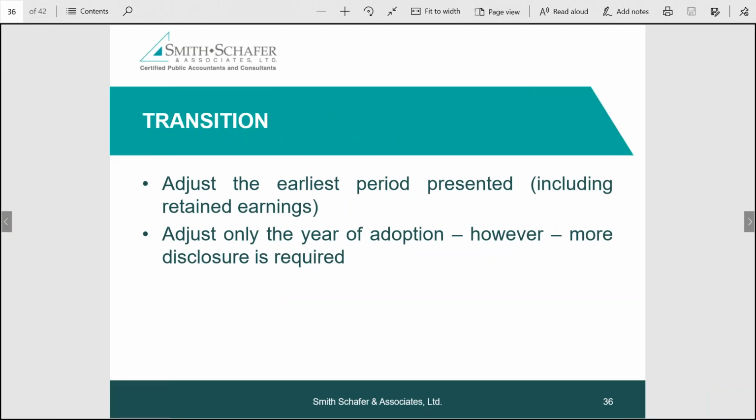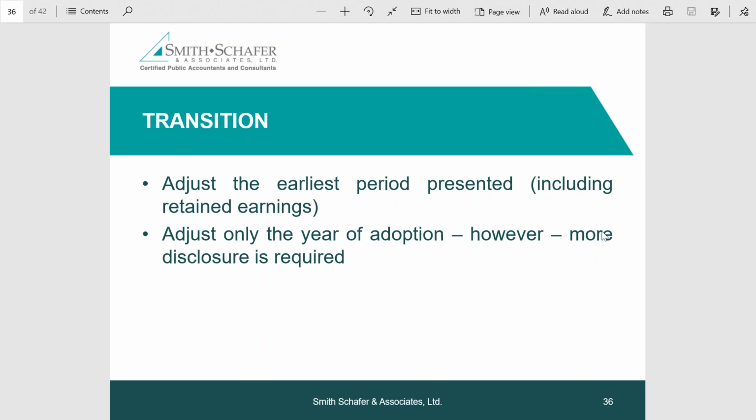Transition related to this lease standard. Again, you have to adjust the earliest period presented. So if you have comparative financial statements, you're going to have to go back 2 years, recalculate everything, and represent basically your statement of financial position as of the earliest date. Again, a little more work, a little more cost involved. If you think you can get away with single-year presentation, it might be a good option based on your lease activity.